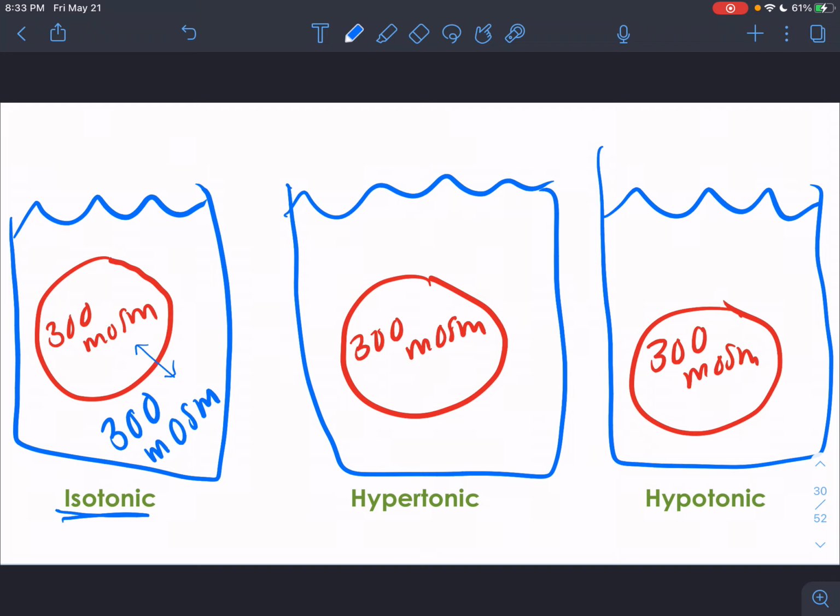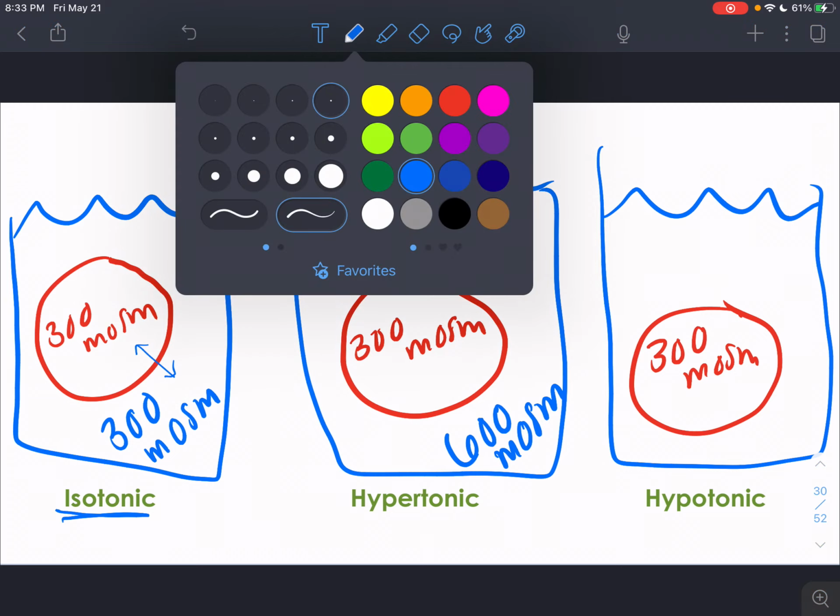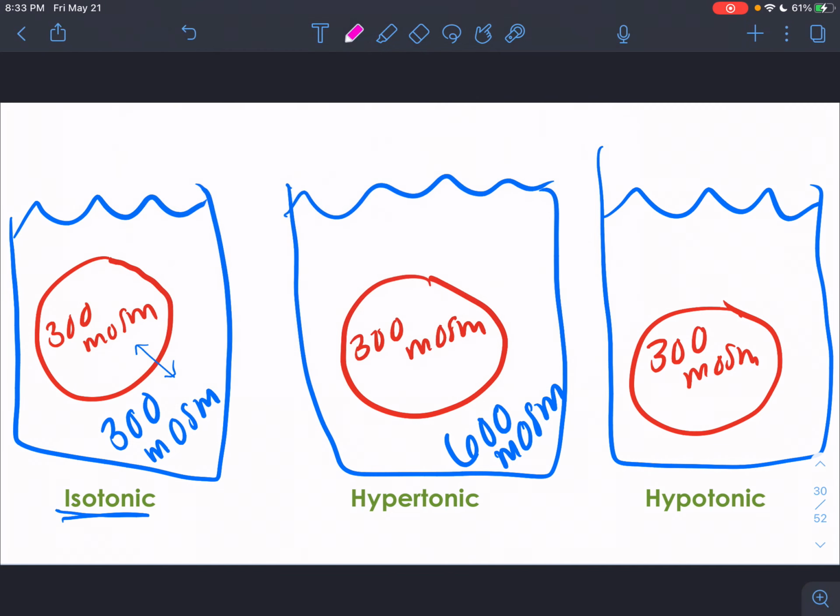Hypertonic solution, you're going to have a solution that has a greater concentration than inside the cell. So when we talked about osmosis, water is going to want to move from an area of low solute concentration to a high solute concentration, right? We have more ions outside than inside, so water is going to want to move out to dilute that. So this is considered a hypertonic solution. The cell is going to lose water.